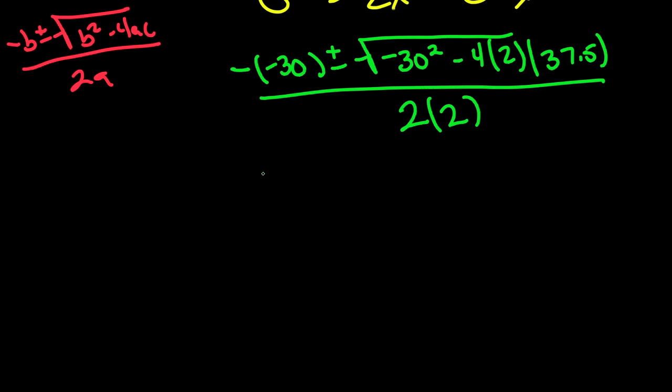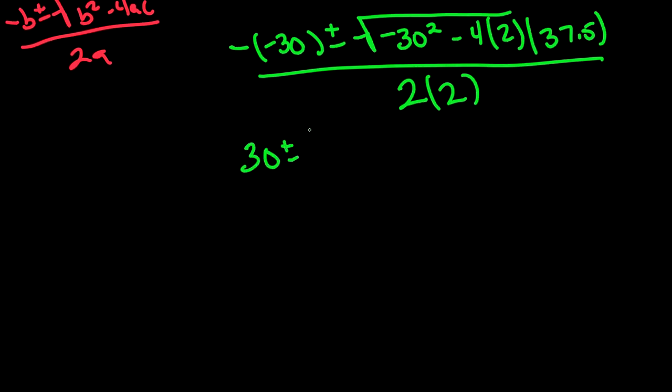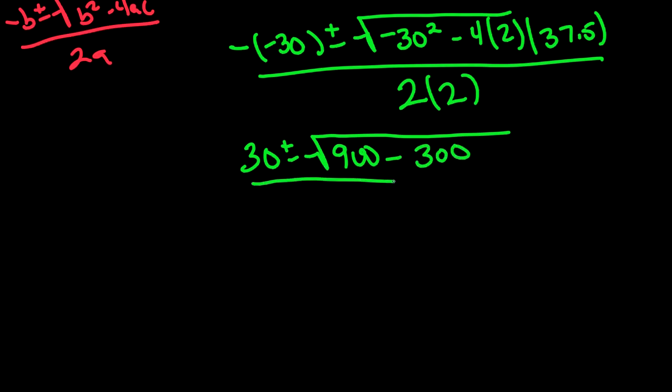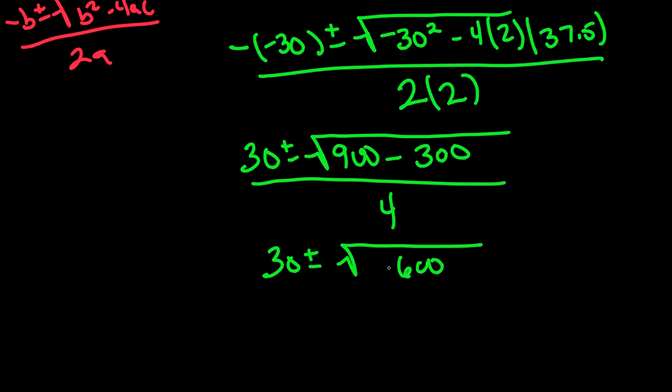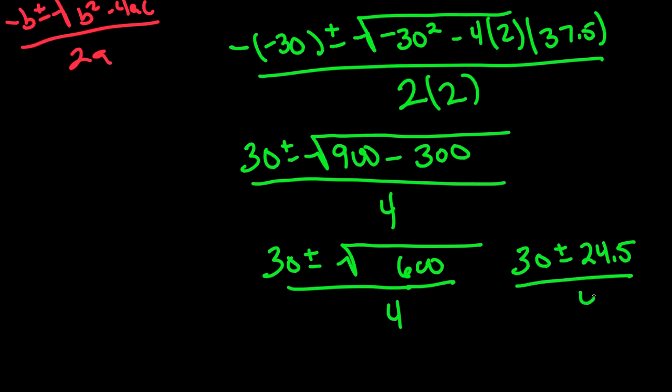Negative times negative makes positive. Positive 30 plus or minus the square root. Negative 30 squared becomes 900 minus 4 times 2 times 37.5, that gives us 300. It's going to be over 4. Continue to simplify down. 30 plus or minus the square root of 600 over 4. Square root of 600 is 24.5. So I got 30 plus or minus 24.5 over 4.